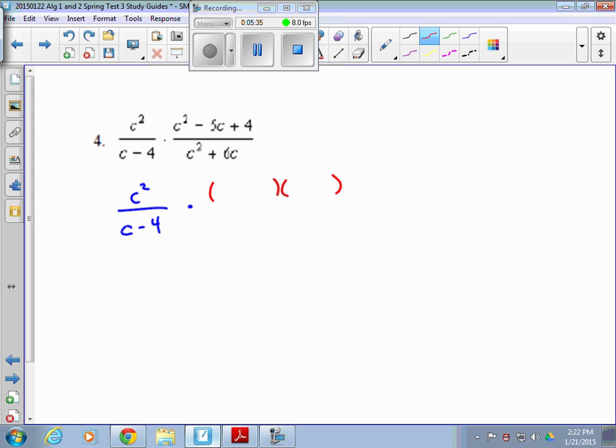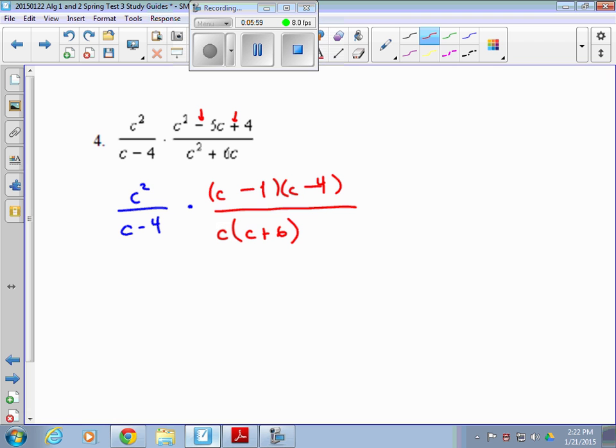We can make a trinomial into two binomials, c times c. Your factors of 4 are 2 and 2, and 1 and 4. That's the ones we got to use, 1 and 4. This says they're the same sign. This says they're both minus. Minus 1, minus 4. Over, we can take a c out of the bottom: c times c plus 6.